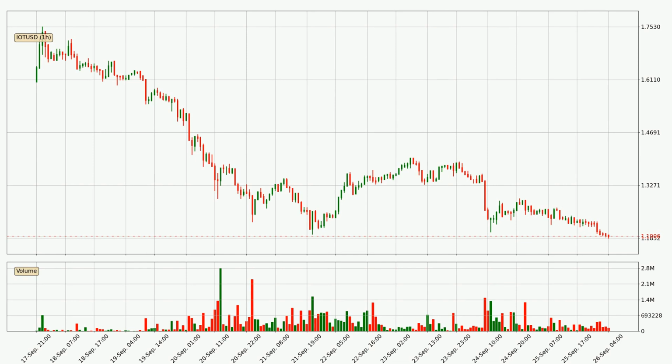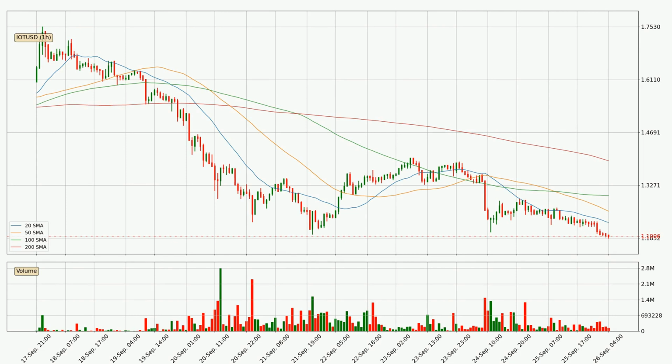Looking at the IOTA hourly time frame, the price moved quickly to the downside with around 4.9% in the last 24 hours, with a current price of 1.19. On the other hand, this move wasn't very strong because the volume wasn't very high.